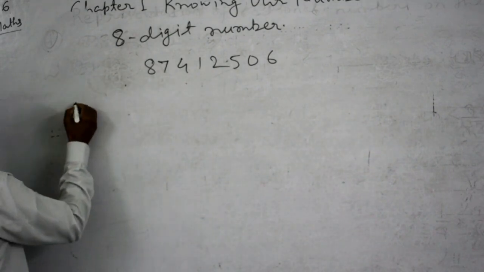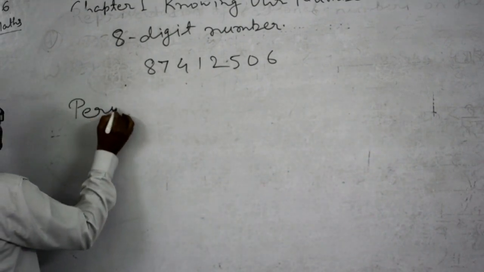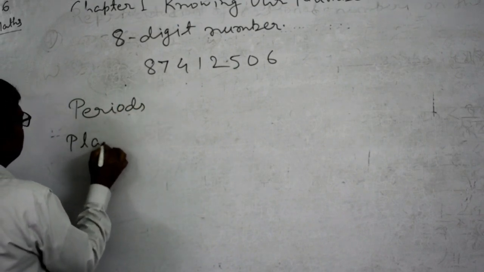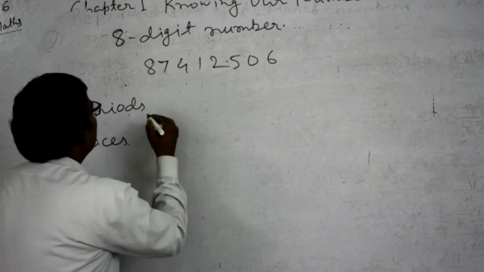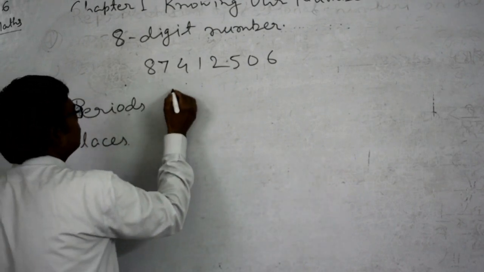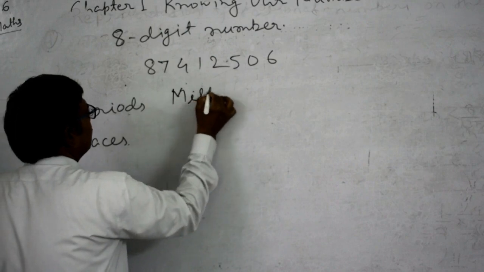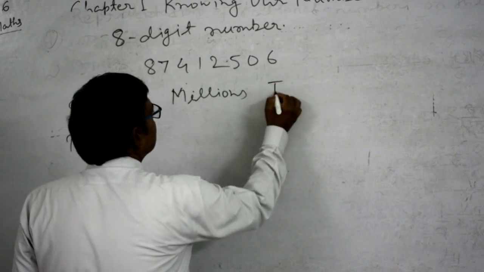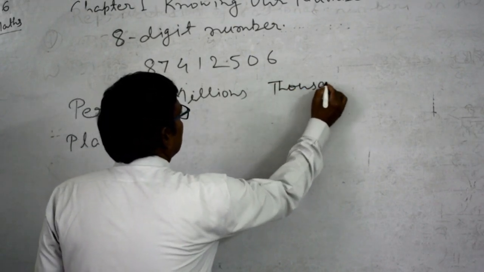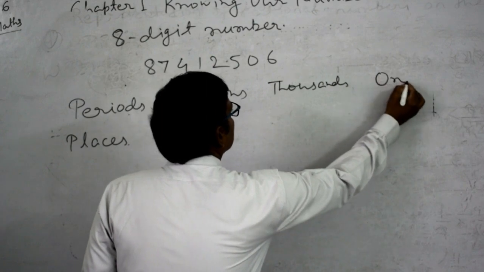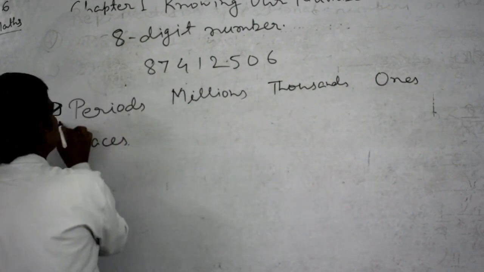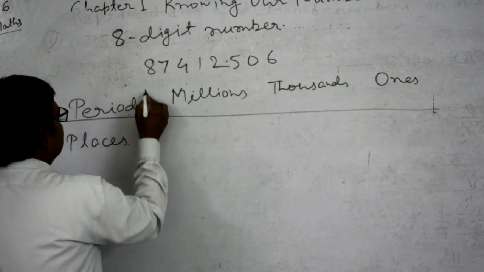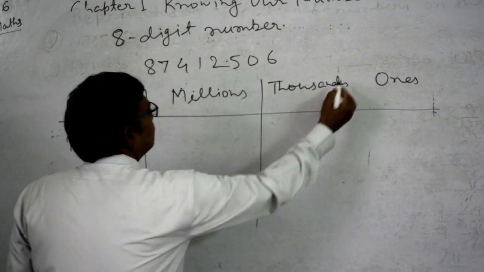Here in this case you have the periods, then places. So what are the periods in this case? You have the millions, then here thousands, and then here ones. Okay, these are the periods. And draw this line and this line, and here this line.